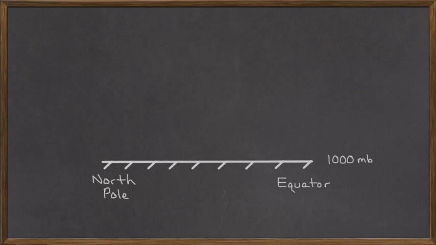And then let's also put in the temperatures in the lower troposphere. We know that the temperature near the equator in the tropics is going to be warm. And we also know that near the poles, the temperature is going to be cold.